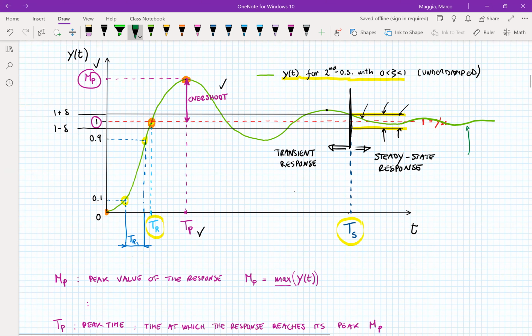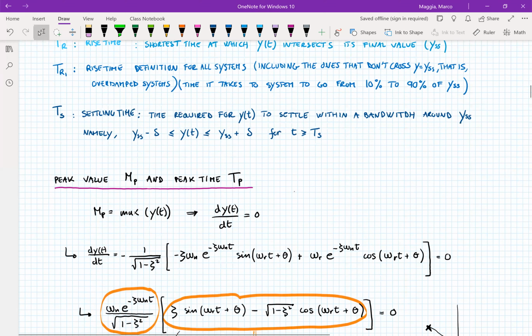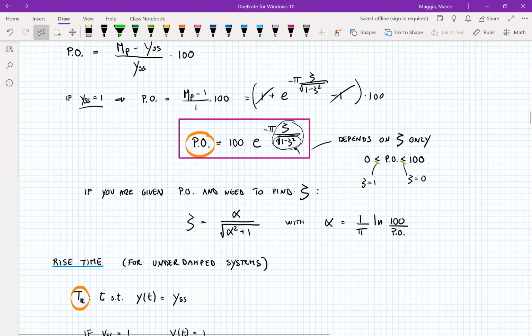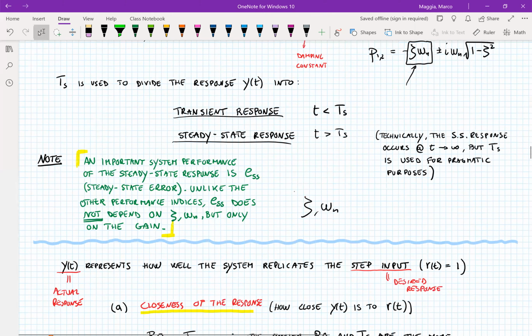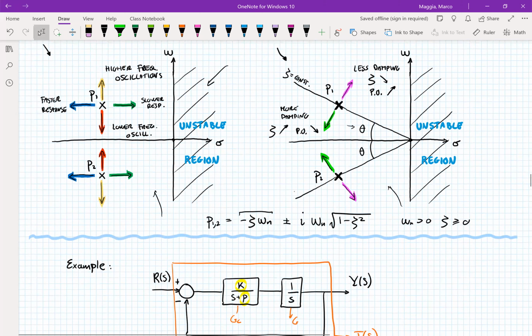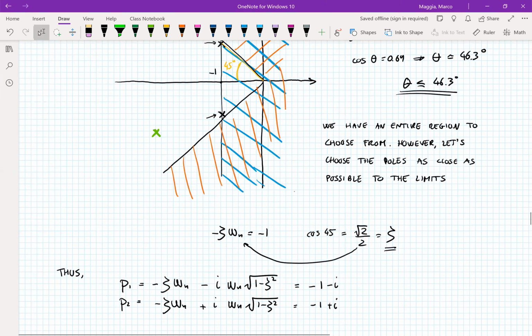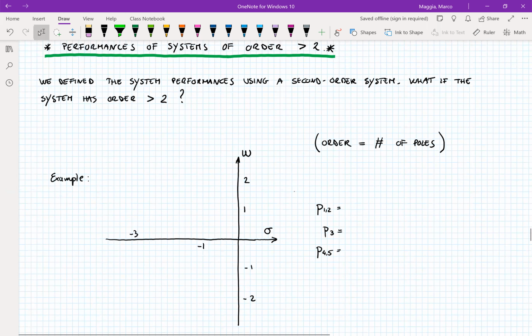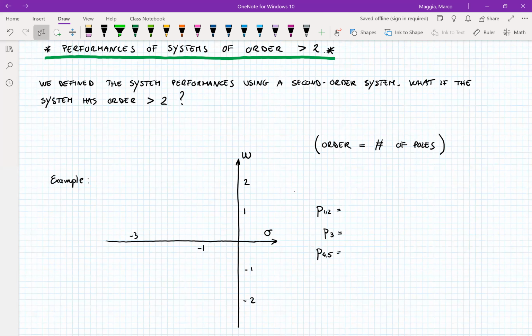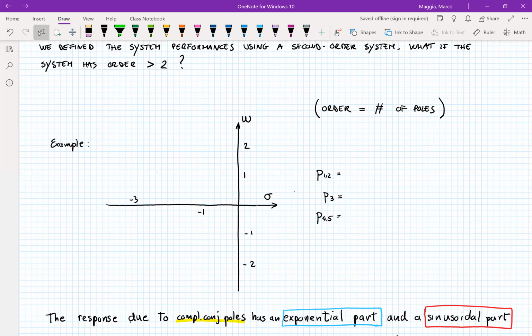All right, this is all nice for a second order system that is underdamped. But what if we had a system of order greater than 2? So how do we define the system performances if the system is of order greater than 2? Well, let's take a look at an example to understand how we can proceed.